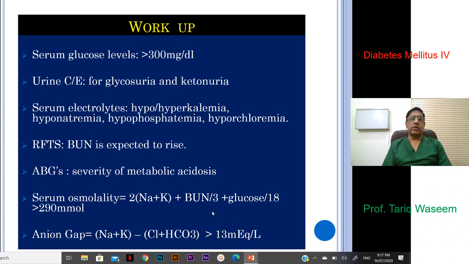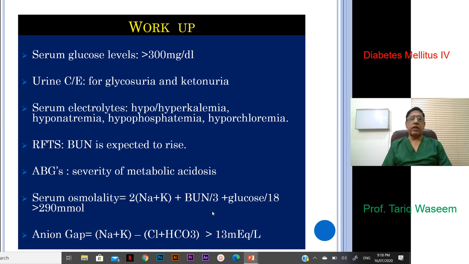You must check the serum osmolality, which is calculated as 2 into sodium plus potassium, plus BUN over 3, plus glucose divided by 18. This calculation of BUN over 3 and glucose by 18 is to convert milligrams to millimoles of each substance, and usually the serum osmolality would be 290 millimole plus. That would be called a hyperosmolar state.